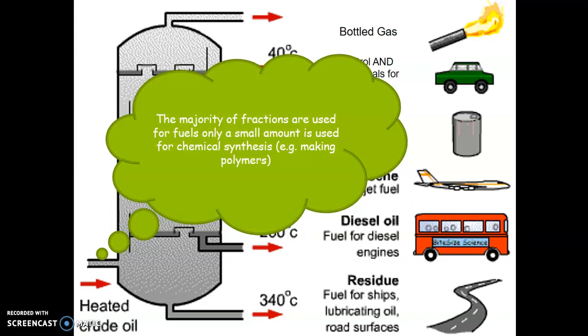Only a very small amount of them are used to make things like plastics and so on. But crude oil is a very, very useful substance to us, regardless of whatever the issues are environmentally. It's a very useful substance to us because we can get all of these different fractions which can be used for so many various different things.